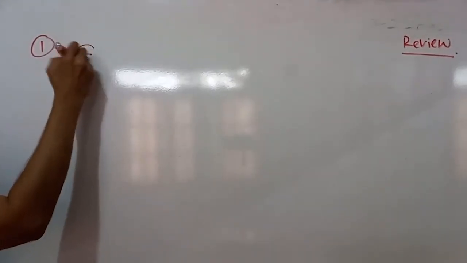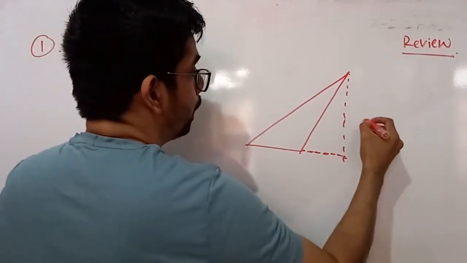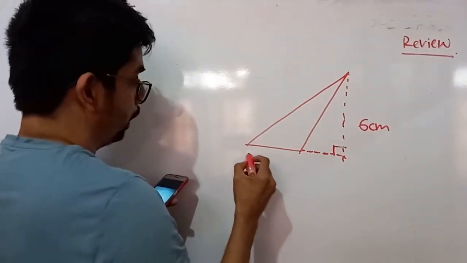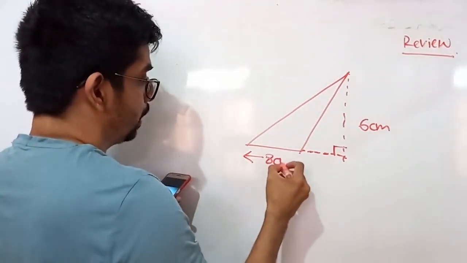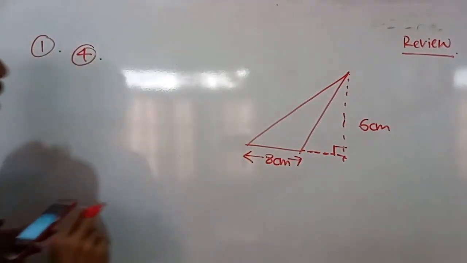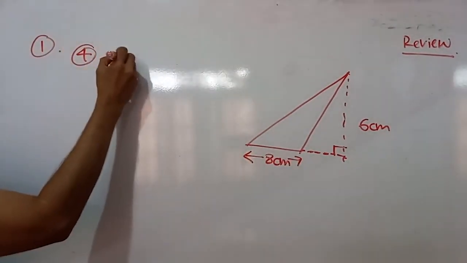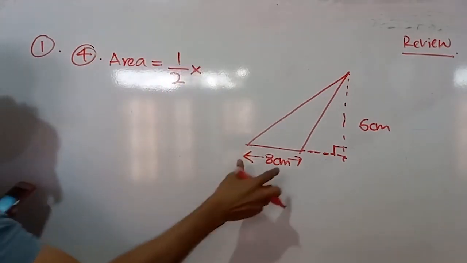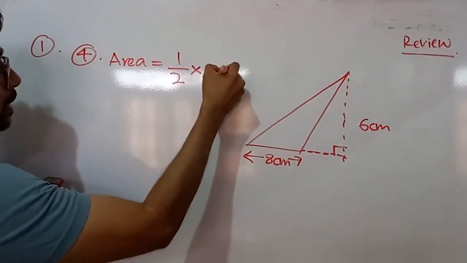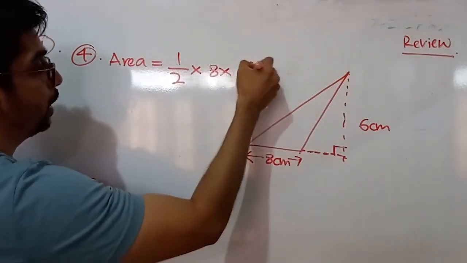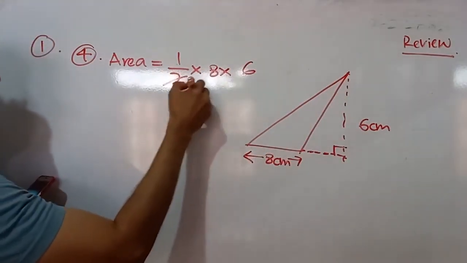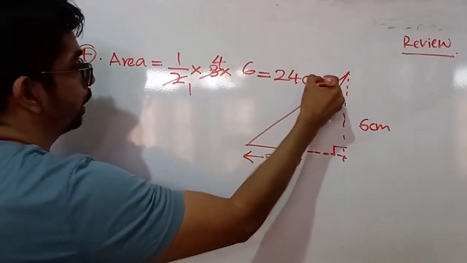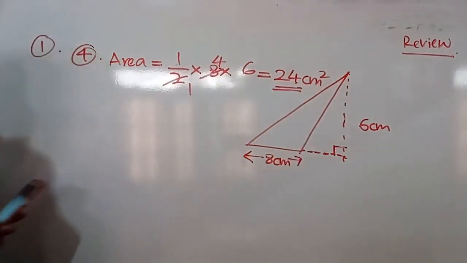Right? We will move to part 4. So the perpendicular height is 6 centimeters. Right? Then the base is 8 centimeters. Right? So the area, just as before, half into base. Here it is 8 centimeters and the perpendicular height is what? 6. 2 times 1 and 2 times 4. 4 times 6 is what? 24. That is square centimeters.